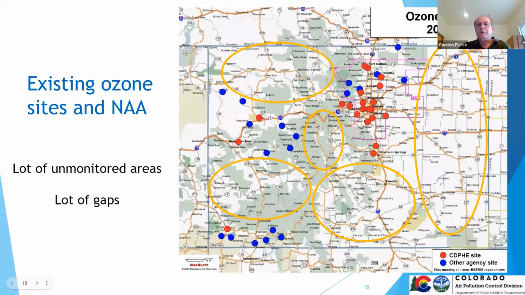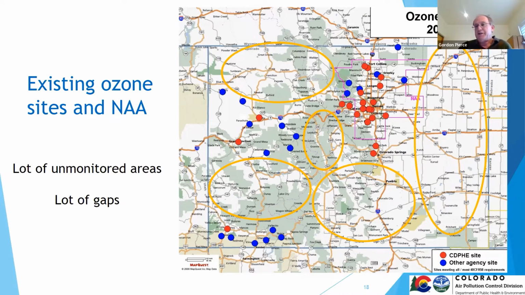So here's the state of Colorado with all the near-regulatory or regulatory ozone monitoring sites shown on here. The red are ones that we own and operate, and what's in blue are other agency monitors. And as you can see, I've just put some yellow or orange circles or ovals on this map, and you can see there's a lot of unmonitored areas.